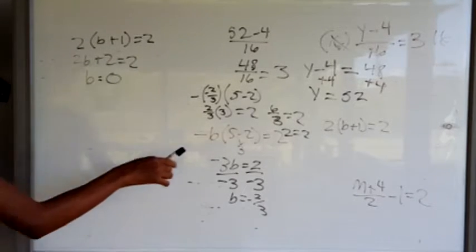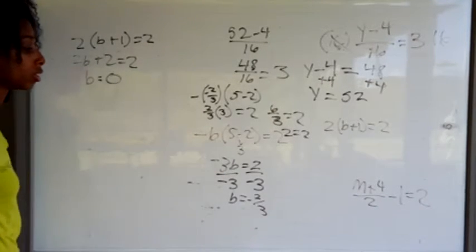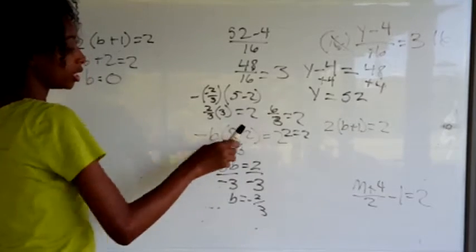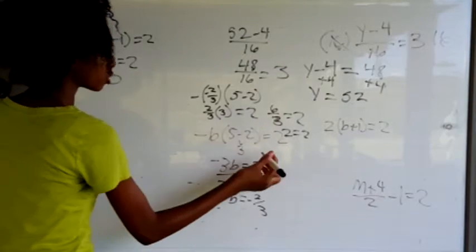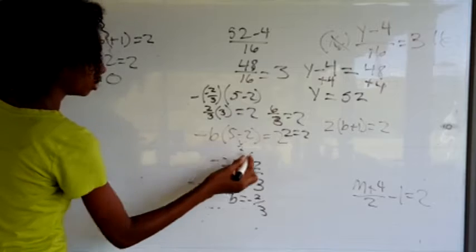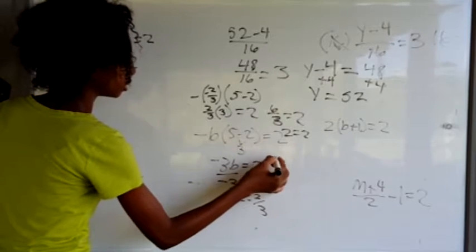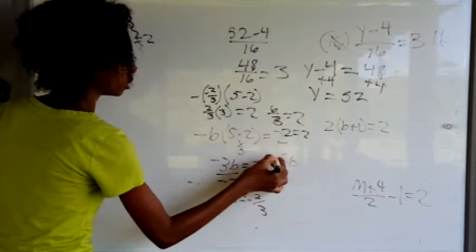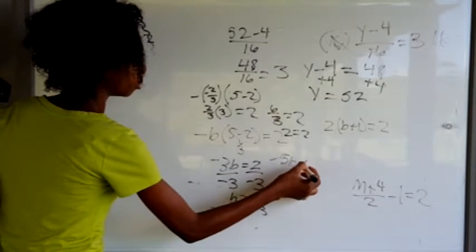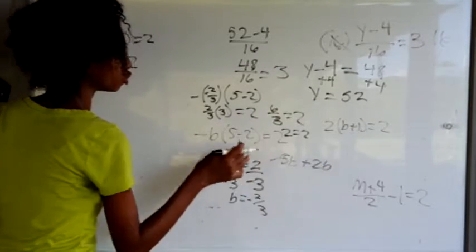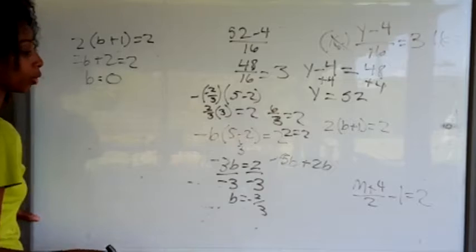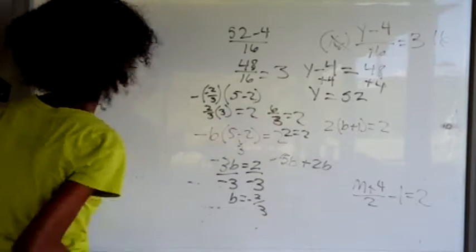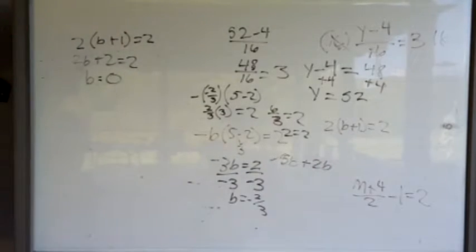So with one like this, if you're going to distribute it, make sure you distribute the b to both numbers. So not just the first number. So it will be negative 5b plus 2b. You distribute to both numbers if you're going to do it that way, but I would just write the parentheses first. Alright, so here we got that. Oh, we're done with that one.